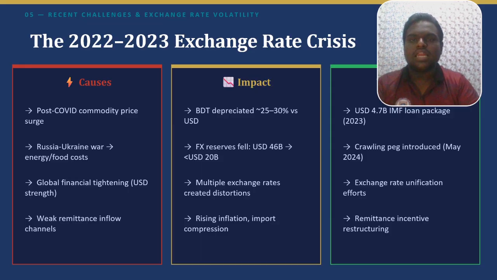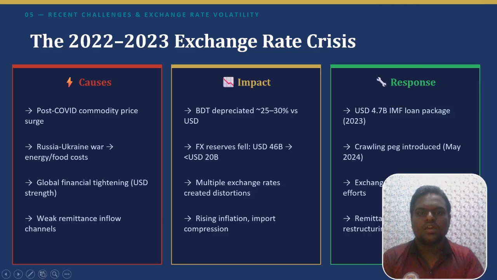And here are the recent challenges in exchange rate volatility. Between 2022 and 2023, the exchange rate crisis was caused by the post-COVID commodity price surge, the Russia-Ukraine war, energy and food costs, and global financial tightening, which means the strengthening of the US dollar. And the impact of this crisis was that the Bangladesh taka depreciated 25 to 30% versus the US dollar.